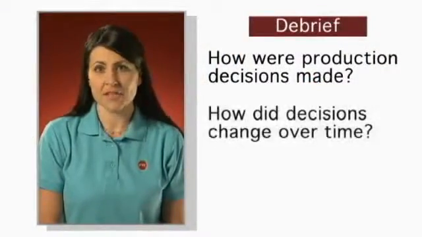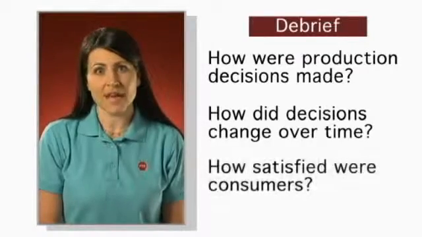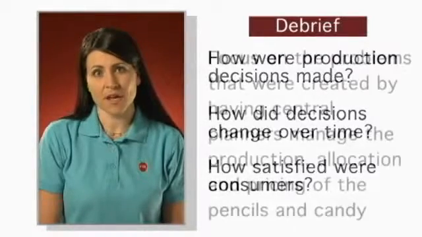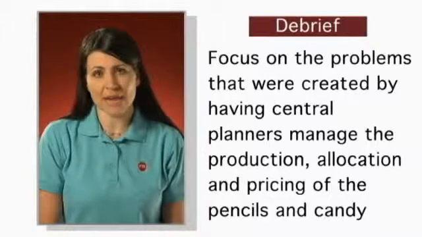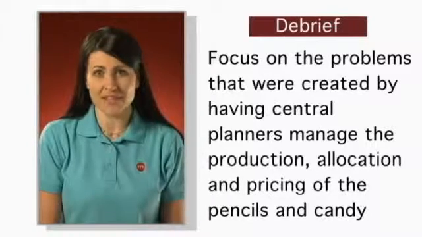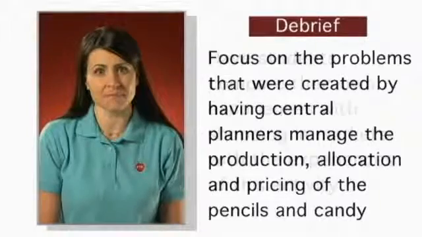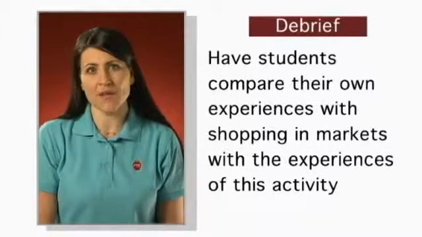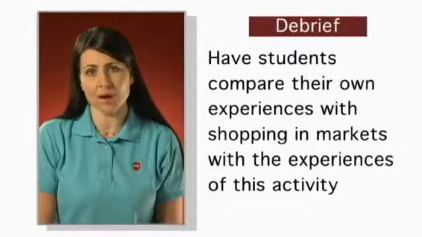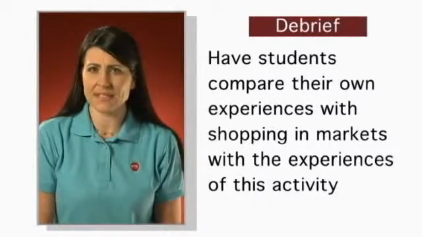With the help of the observer, debrief the activity by asking how production decisions were made, how they changed over time, how satisfied the consumers were. Focus on the problems that were created by having central planners manage the production, allocation, and pricing of pencils and candy. Finally, have the students compare their own experiences with shopping in the markets with the experiences of this activity.